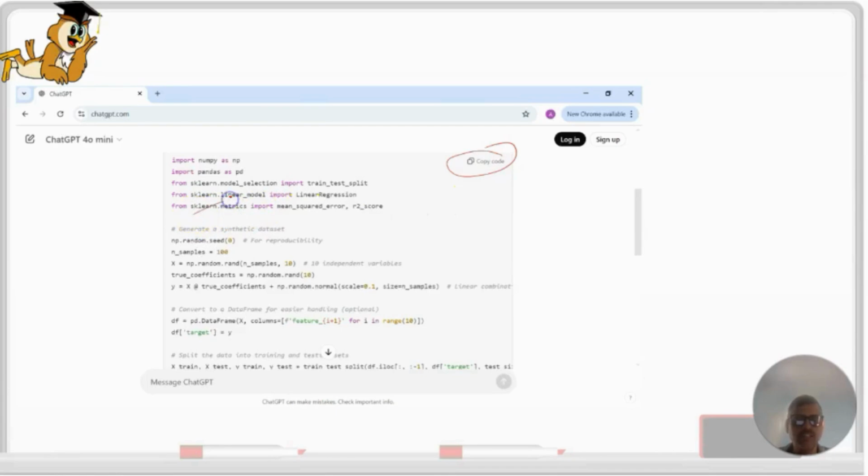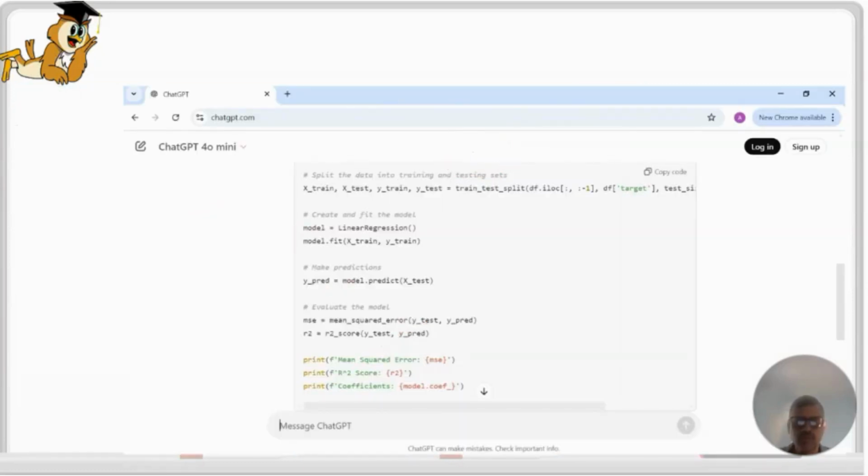It uses the library sklearn. The code is fairly well documented. It tells you what it's doing: generate a synthetic data set, convert it into a data frame, split into training and test sets. Create a model. See how easy it is. Everything that we learned, all the theory that we did, is just in these two lines. Then you can make predictions on the test data. It also finds the mean square error, the R2 score, etc. for you if you want. And it finally prints the model coefficients, which are the W's.